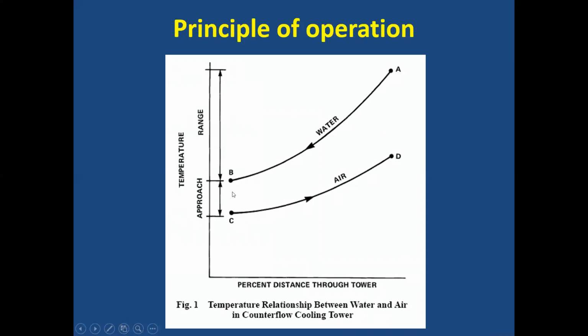The fall in temperature of water in the cooling tower is called the range of the cooling tower, and the difference between the lowest temperature of water and the entering temperature of the air, which is mainly the WBT, is called the approach. So this particular difference is called the approach. Lower approach and higher range are the desirable characteristics of any type of cooling tower. So a cooling tower having higher range and low approach is much more desirable. That indicates the effectiveness of the cooling tower as well.